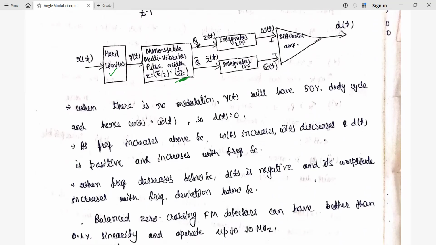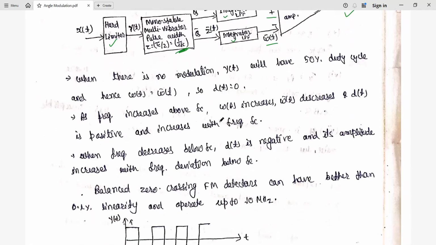Then it has the monostable internal connections. We have transistors. One is the Q and the Q bar, the complement output, is here. So that is Z(t), and Z bar(t) is given to an integrator low pass filter, and again another integrator low pass filter. So one, omega(t), is given to the non-inverting end of the op-amp and omega bar(t) is given to the inverting end of the op-amp. So this is the differential amplifier. The difference of these two is going to be available at the output of the op-amp, that is d(t). So here we are going to see three different conditions.